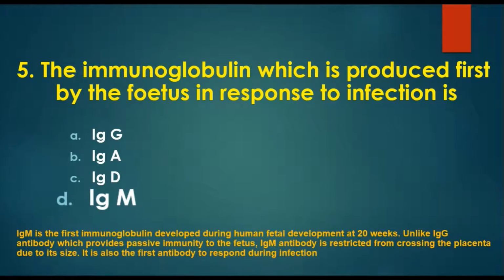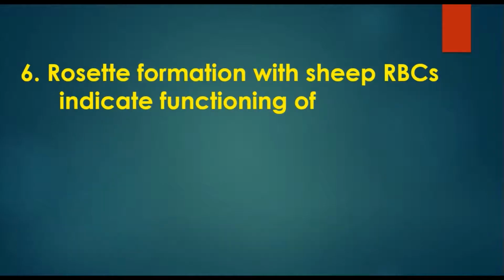So here you can see, IgM is the first immunoglobulin developed during human fetal development, at 20 weeks. Unlike IgG antibody, which provides passive immunity to the fetus by crossing through the placenta of the mother, this IgM antibody is restricted from crossing the placenta due to its size, and it is considered the first antibody to respond during the infection.